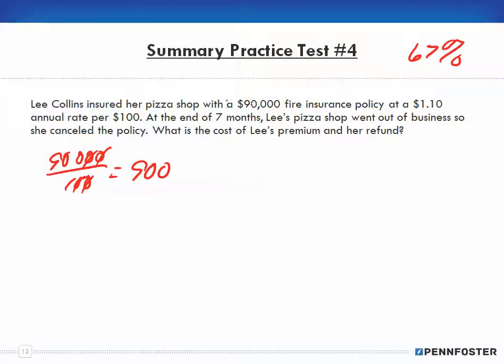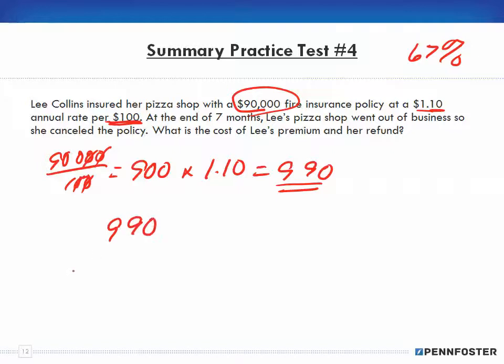Okay, so I have 900, right? Now I'm going to have to figure out the annual premium here. So I have 900 times the 110, right? And that's going to give me 990, right? So again, we're trying to figure out the annual premium here. So we have 90,000 of insurance at 110 per $100. So we divide the 90,000 by the 100, and we get 900, and then we multiply it by the rate of 110, and that gives us $990. So that's the annual premium, $990.